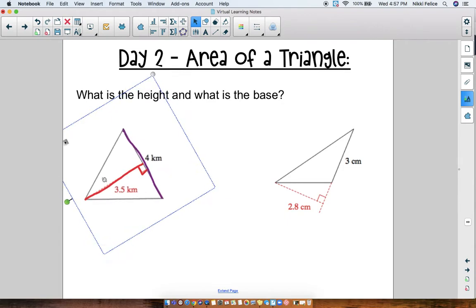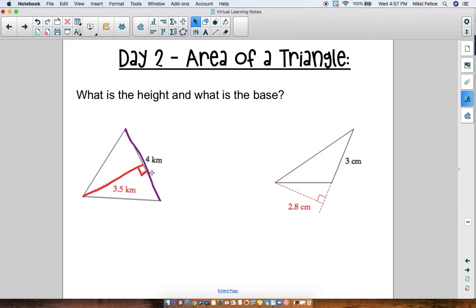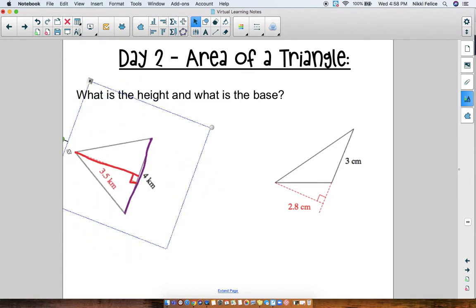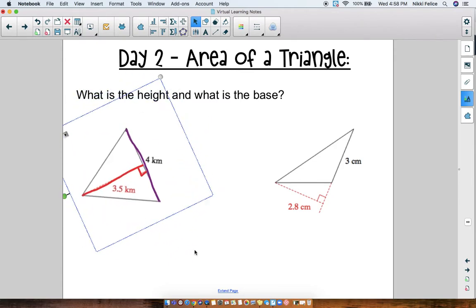But even if it's not standing like that and it's maybe more sideways like this, we can still see that this would be considered the base because it's one of the side lengths. This line in the middle can't be the base of a triangle because no matter which way you turn it, it's never going to be the bottom. So this would be my base and this would be my height.